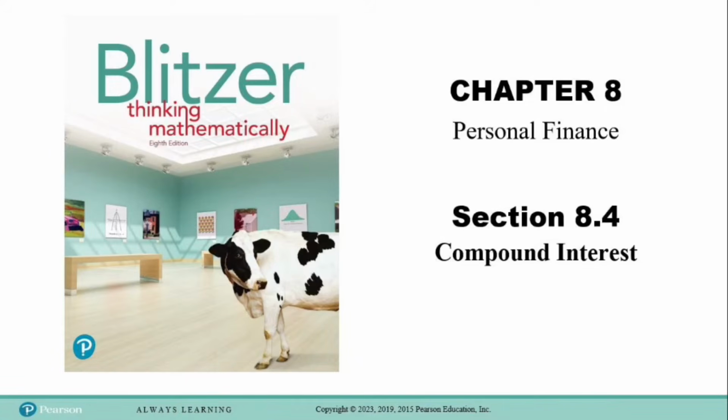Everybody, welcome back to Quantitative Reasoning. Today we are finishing up Chapter 8, which is our personal finance chapter, and we are going to be looking at Section 8.4, Compound Interest.